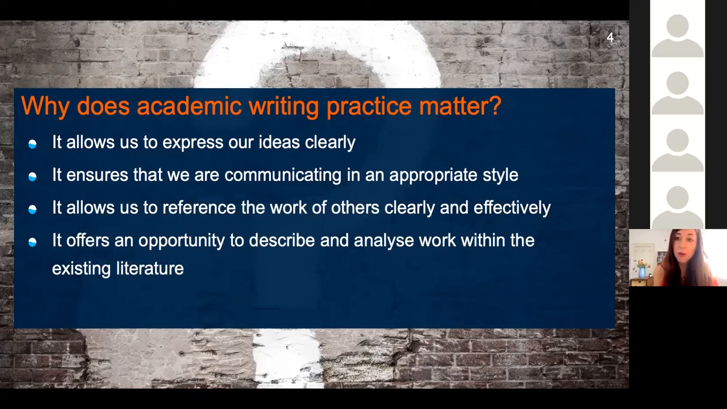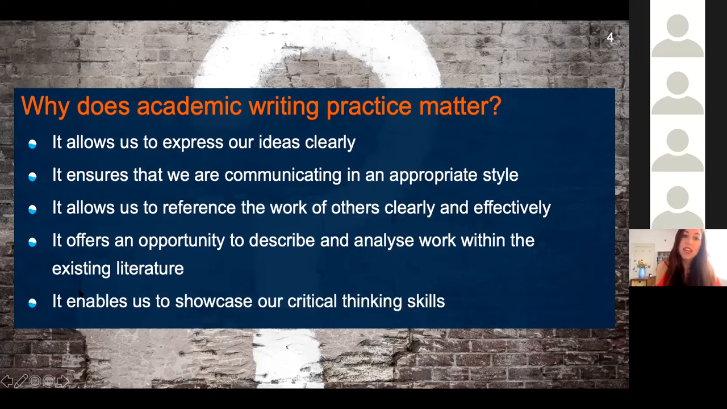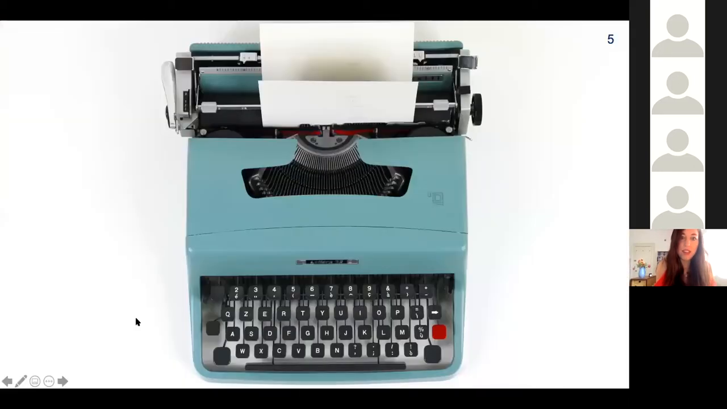Now, that's a really important point in academic writing, that you're not just putting speculations out there, but that you're actually backing up the points you make with literature. And it enables us to showcase our critical thinking skills. So we're not just describing what some article is about, but we're analyzing it and saying, what are the strengths and limitations of this piece of work in relation to my topic? So there are some things I would put forward as to why academic writing practice matters. But of course, you can tell me what you think later as well.